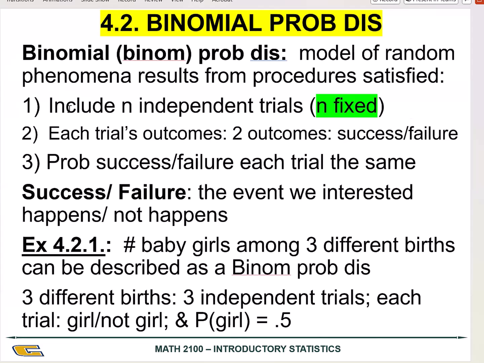So in this case, we have n independent trials and fixed, right? n is 10, you track 10 random drivers, and whether this person is drunk or not has nothing to do with the other person, right? Each trial has 2 outcomes, good, because a driver can be drunk or not drunk. How about the probability of success or failure for each trial being the same? Think about that. In this case, the answer can be yes and no.